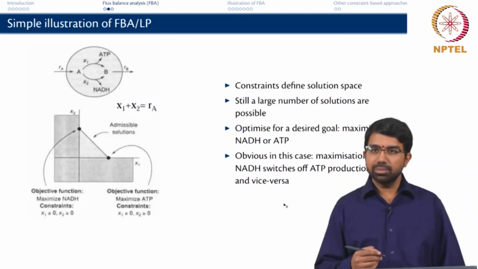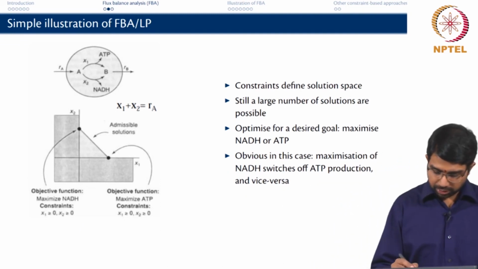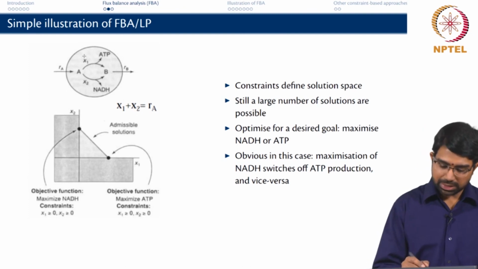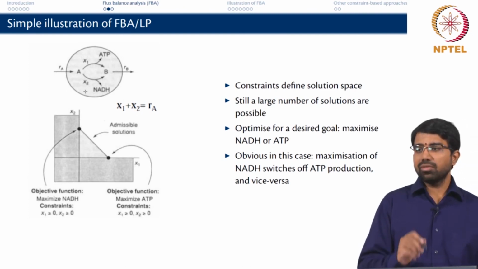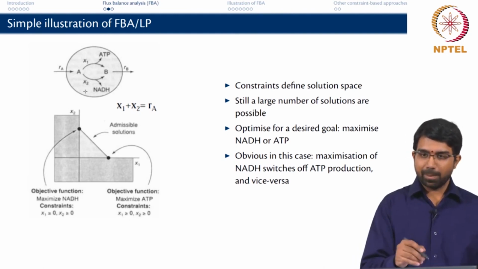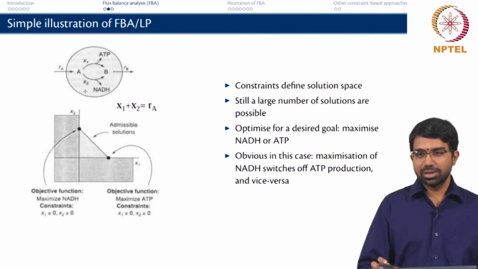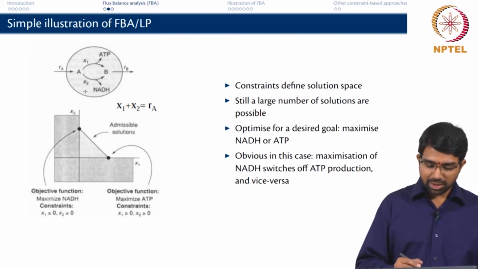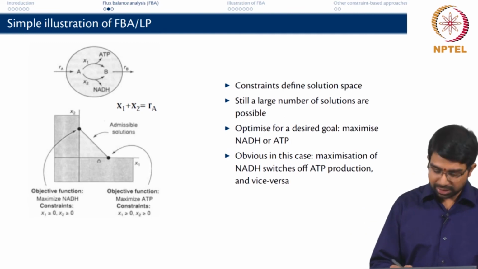So, let us look at a very simple example, right. So, here you have a reaction coming in like this, A giving B plus ATP, A giving NADH plus B in this direction. So, it is not exactly balanced in that sense, but you can imagine that RA is equal to RB equals x1 plus x2. This is again very similar to something that you have studied in school, this kind of a circuit diagram which splits across Kirchhoff's law. Kirchhoff's law is basically charge balance, here we have mass balance, it is essentially the very same thing. So, here you have constraints, I say x1 greater than 0, x2 greater than 0 and x1 plus x2 equals RA.